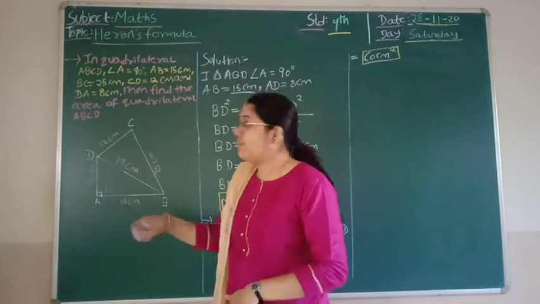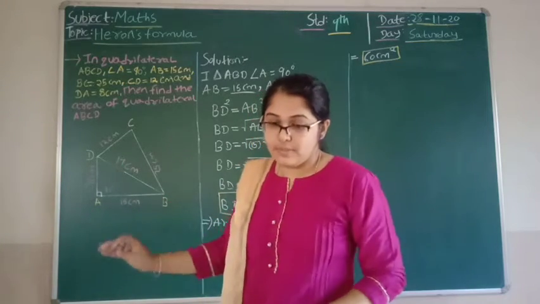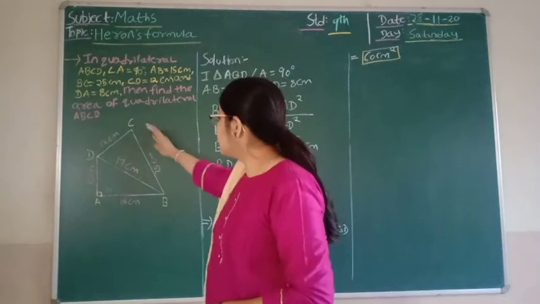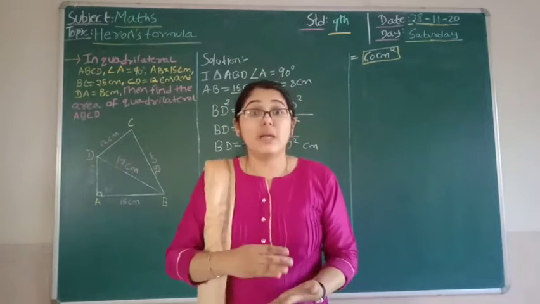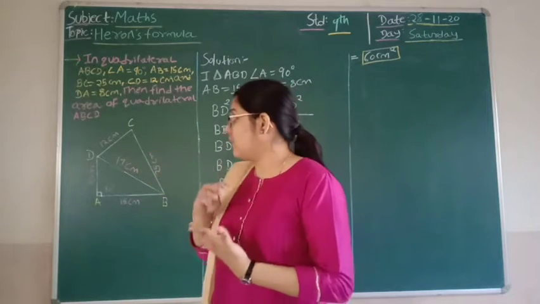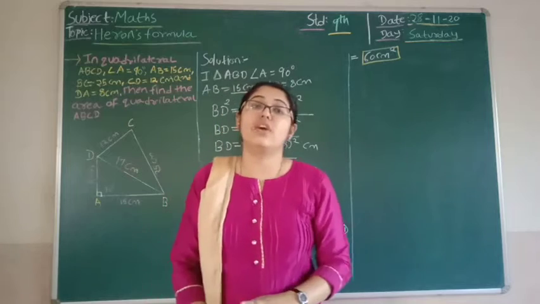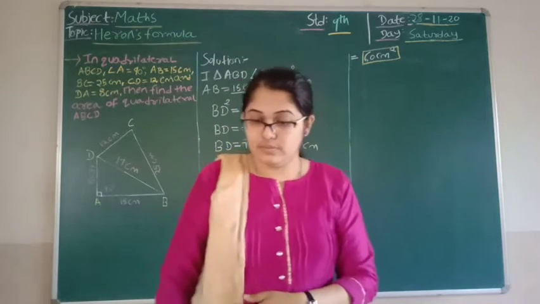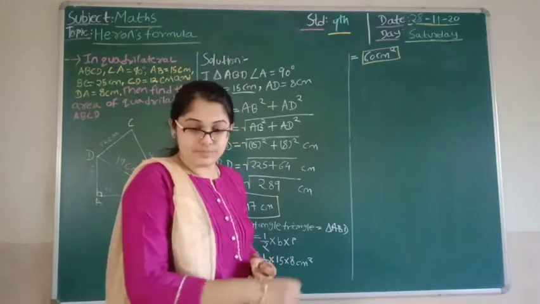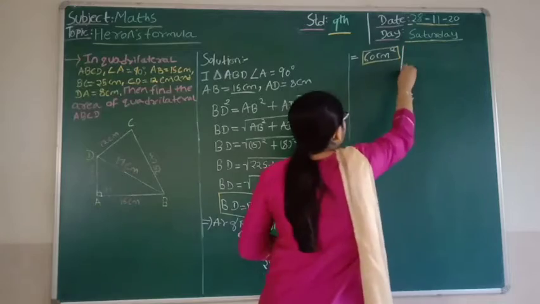Now if we talk about the next triangle, triangle BCD, by the Pythagoras theorem we are able to get the third side, that is BD. Now with this help we are able to find the area of this triangle by Heron's formula. So according to Heron's formula, we have been given the sides.